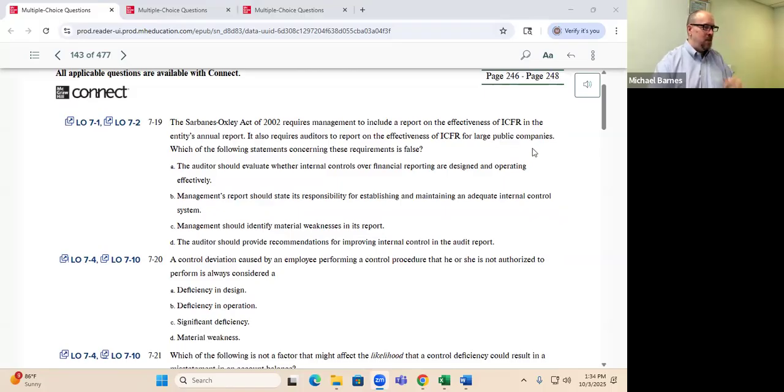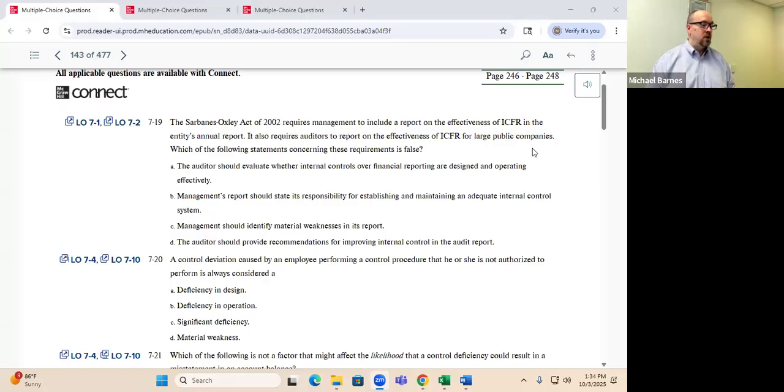The Sarbanes-Oxley Act of 2002 requires management to include a report on the effectiveness of ICOFR in the entity's annual report. It also requires auditors to report on the effectiveness of ICOFR for large public companies. Which of the following statements concerning these requirements is false? All right, so let's just go through them. What do you say? Sounds like a good approach.